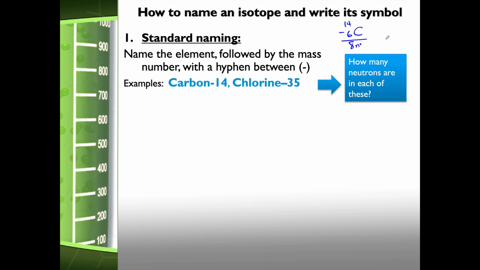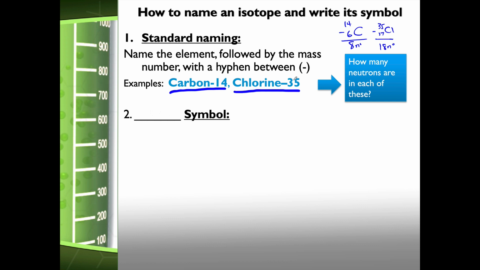Okay? Chlorine-35. All right, so we got 35. We have the chlorine symbol, it's Cl. And we know its atomic number by looking on the periodic table, and it's 17. Okay, so if it has 17 protons and 35 is its mass number, we subtract down. 35 minus 17 is 18. So chlorine-35 has 18 neutrons, okay? This is what we call standard naming. Element's name followed by a dash or a hyphen followed by the mass number.